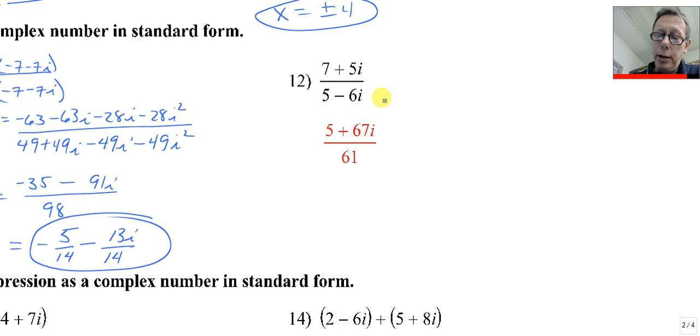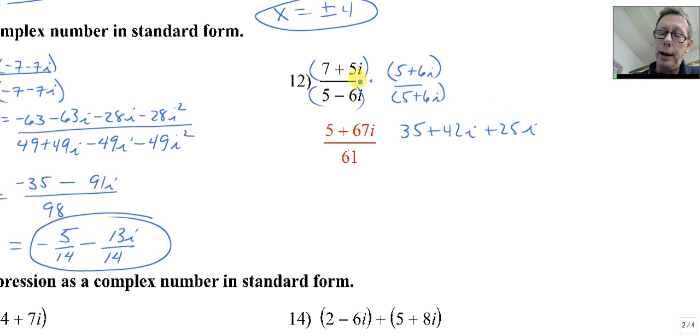So I'm going to multiply the numerator and the denominator by the complex conjugate. So that would be times 5 plus 6i over 5 plus 6i. 7 times 5 is 35. 7 times 6 is plus 42i. 5 times 5 is plus 25i. And lastly, 5 times 6 is 30. I get plus 30i squared.